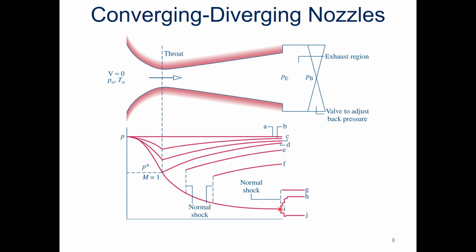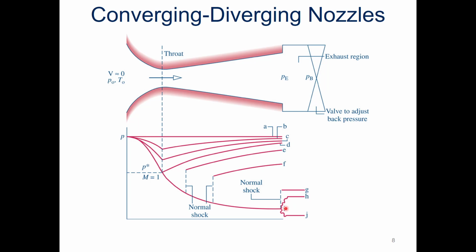And at the exit, there's a normal shock that suddenly compresses the flow up, so the exit pressure, or the pressure just after the exit, equals the back pressure. So that's case G. When we go on to case H, now we're going to have an oblique shock wave that gets us up and compresses us up to the back pressure.